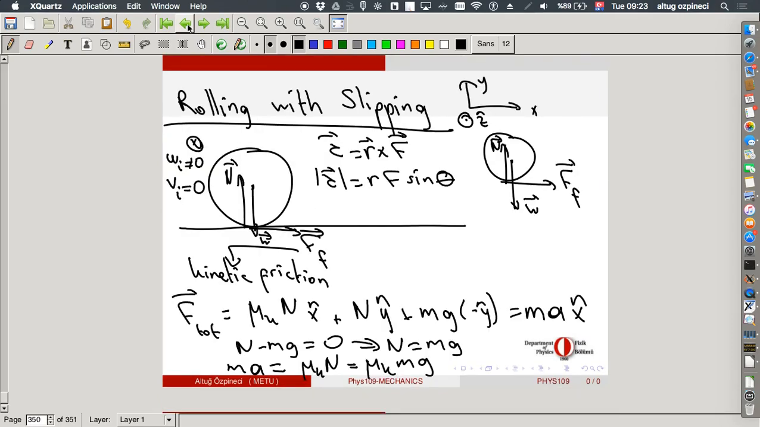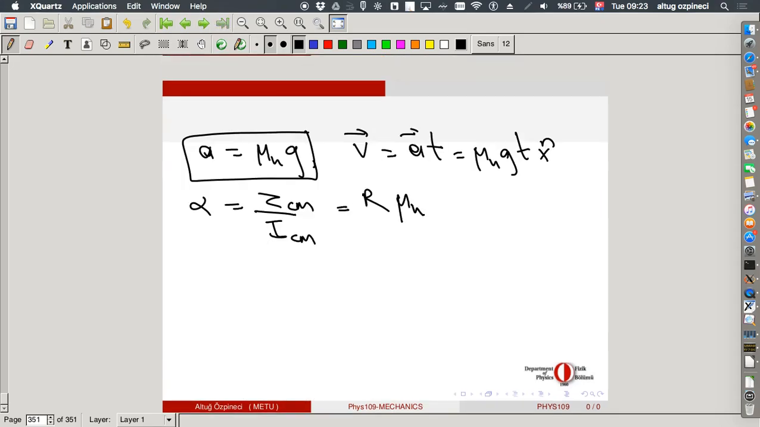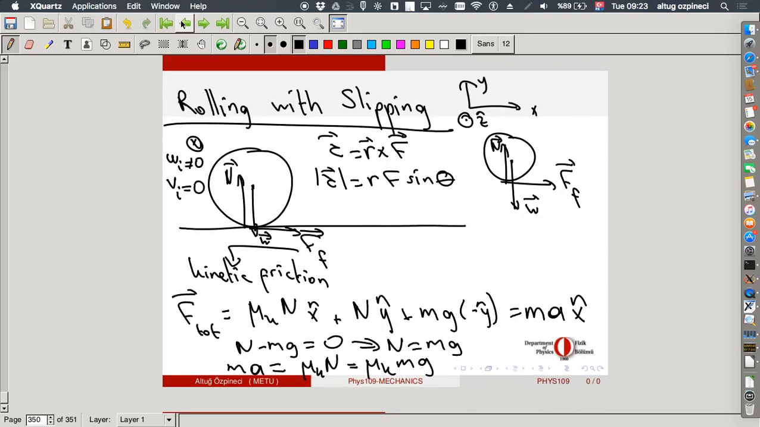Now the magnitude of the friction force we had already calculated. The friction force is mu k times n. This is the magnitude, and n is mg. So the magnitude of the friction force is mu k times mg. The angle between the R and the friction force is 90 degrees. Sine of 90 degrees is just 1.